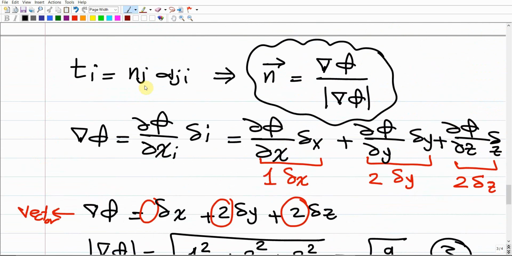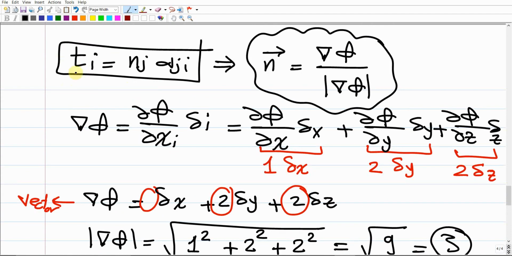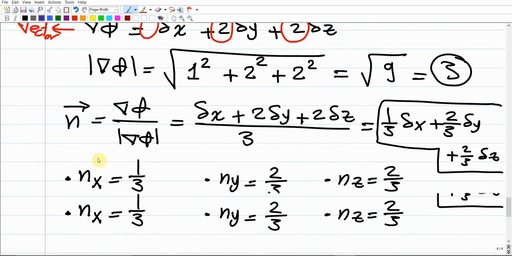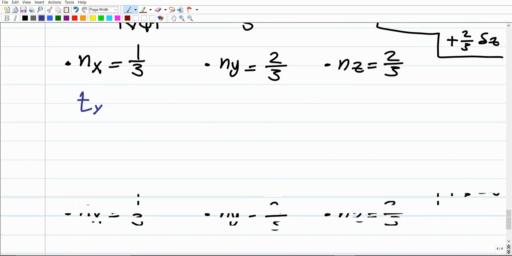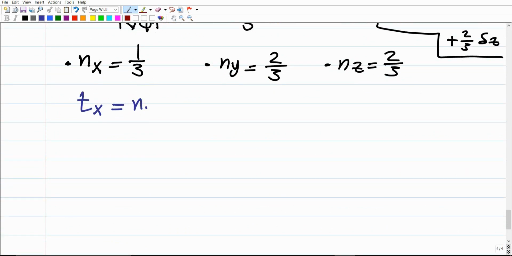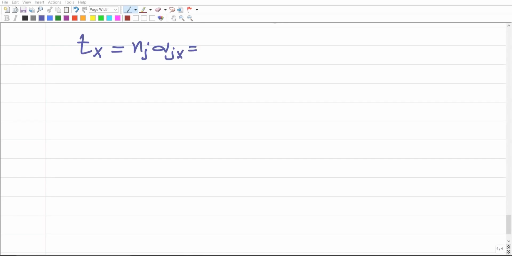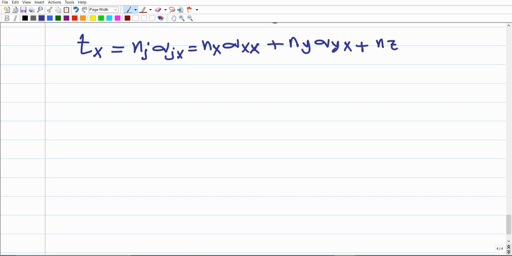Then your objective is just to plug into this expression, into this equation. So simply, if I ask you what is the x component of this vector, the x component, it's going to be, as we wrote this one up there, Tx is going to be nj sigma jx, which definitely then you're going to repeat over the repeated index, which is j. So nj, j is going to be x: sigma xx, plus the n, j is going to be y: sigma yx, plus the nz sigma zx. Make sense? This is the first component.